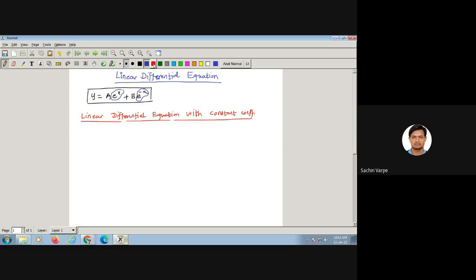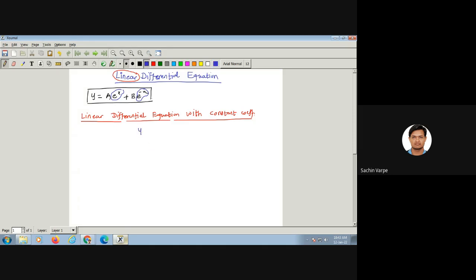Then linearity. What is meant by linear differential equation? So a differential equation in which the degree is 1, isn't it? And there should not be a product of the dependent variable and its derivative involved. So let us start with the relation first of all.